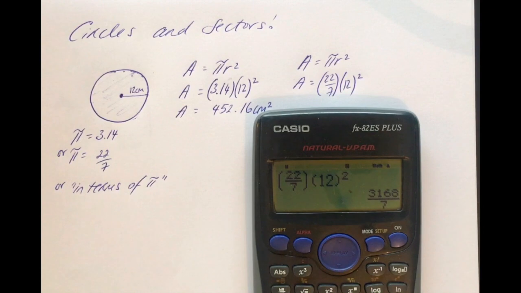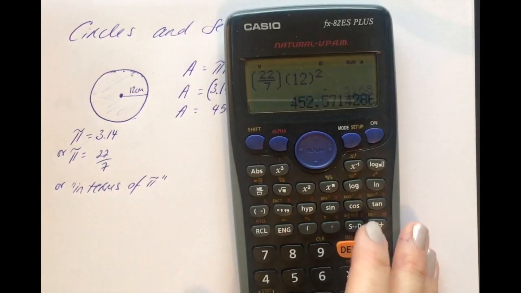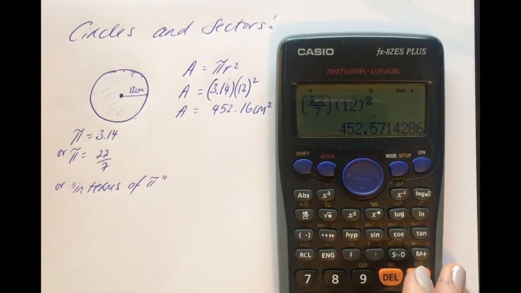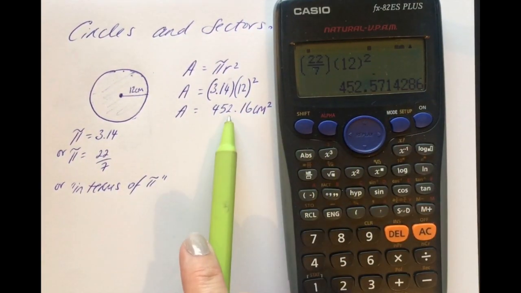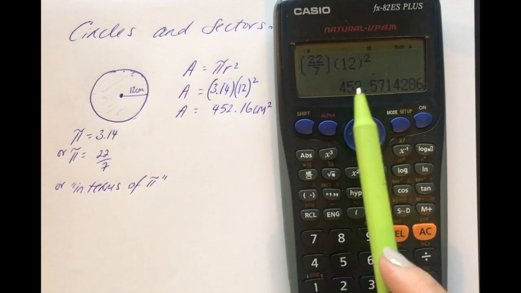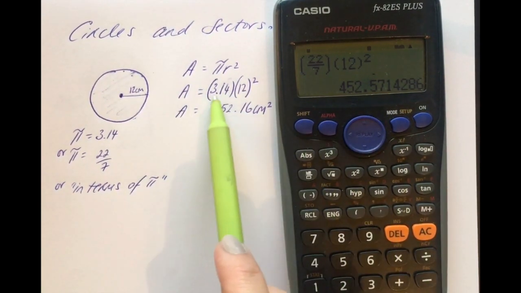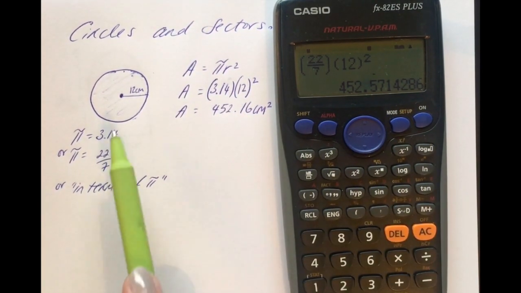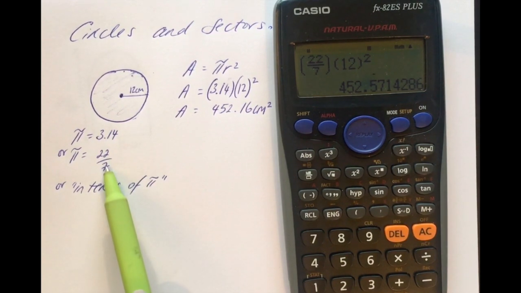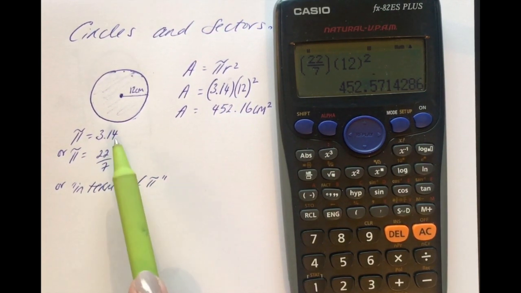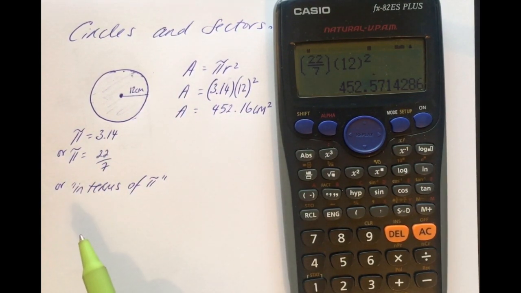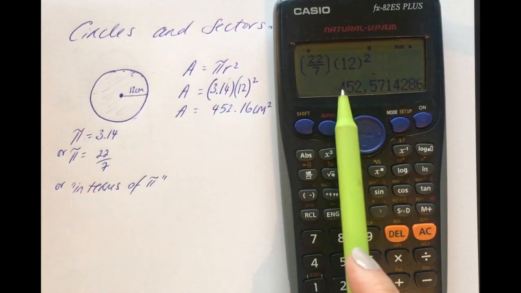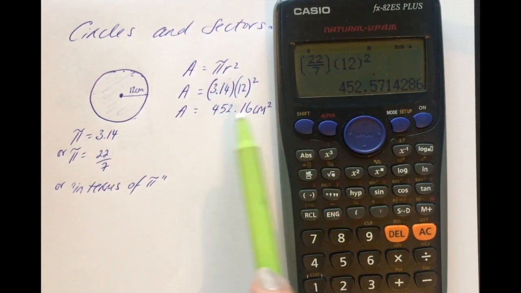And so again, I get a fraction, so I'm going to press the S to D button to get it as a decimal. Now I'm getting a big long decimal here. And you can see it's not quite exactly the 452.16 that I got over here. And that's just because your 3.14 and your 22 over 7 are approximations for pi, okay? Pi is a number that goes on forever. So obviously we have to cut it short to be able to put it in as a number in our formula. So they're approximations. So we are getting something very close. But just not exactly the same.